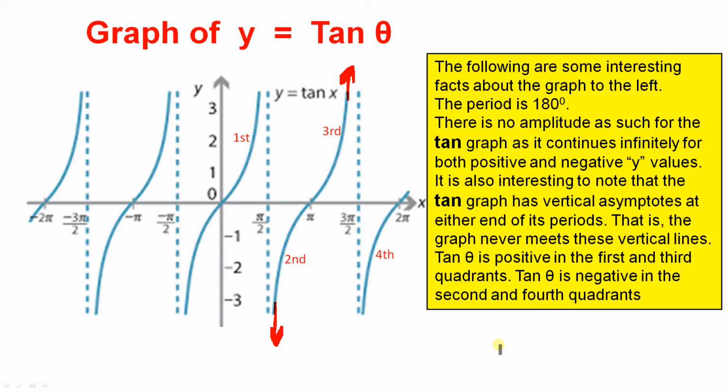Tan theta is positive in the first and third quadrants. So that represents the first quadrant, where tan theta is positive. This represents the third quadrant. Tan theta is negative in the second and fourth quadrant. So here, that represents the second quadrant, and that represents the fourth quadrant, where tan theta is negative in both of those quadrants.